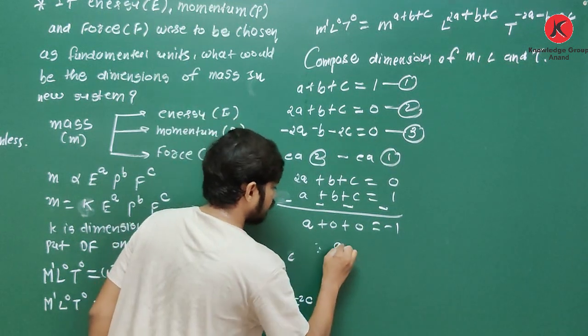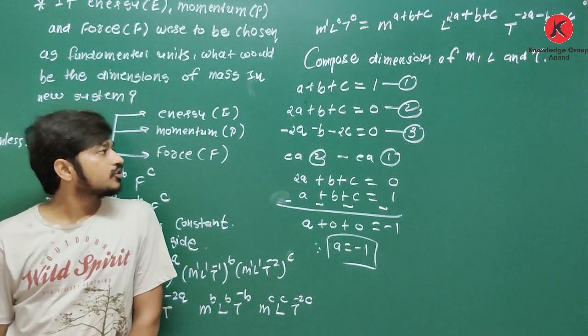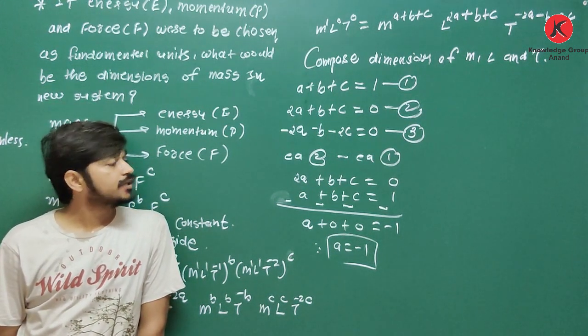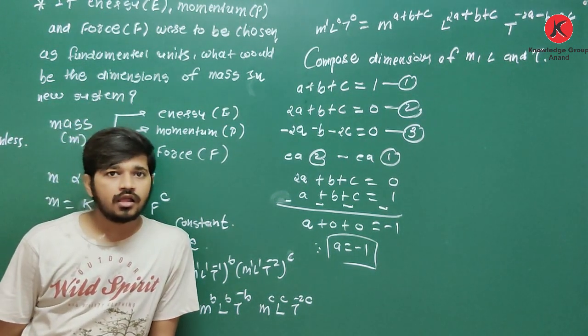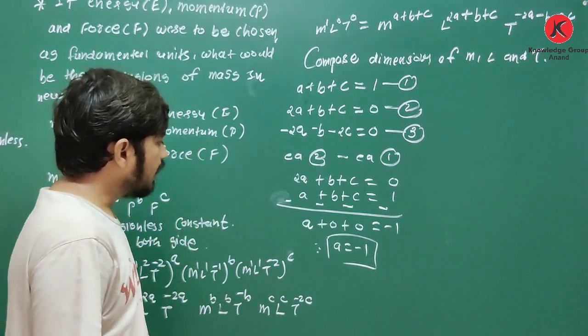So what is the value of a? A is equal to minus 1. Any doubt? Yes. What is the value of a? A is equal to minus 1.